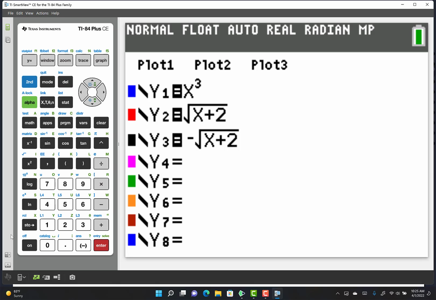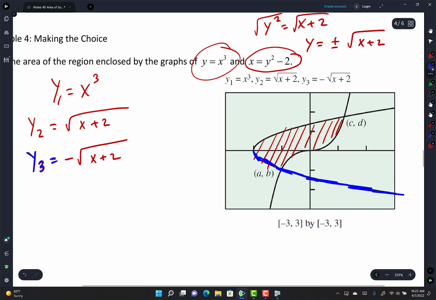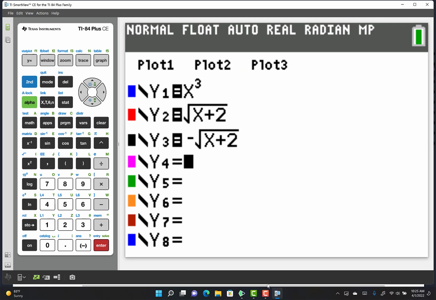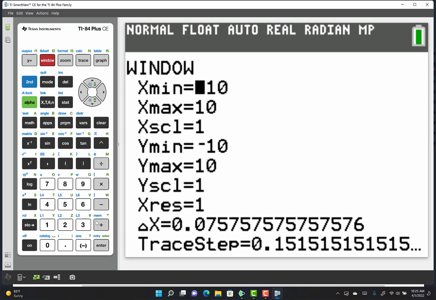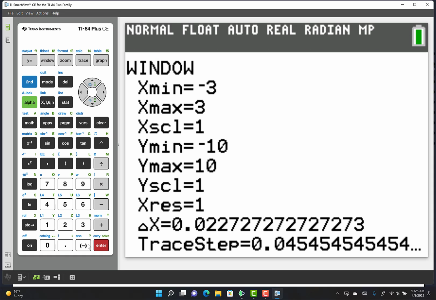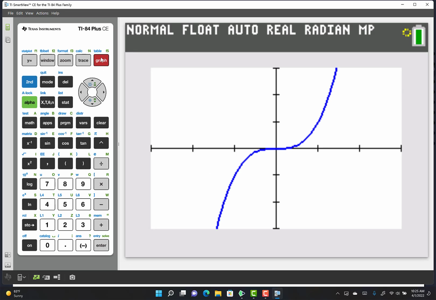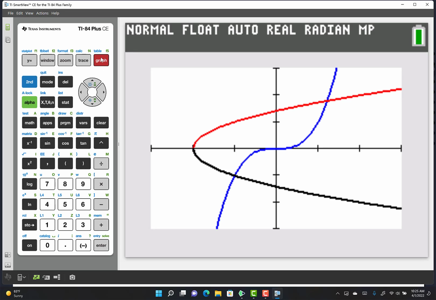Okay, I want it to look like that graph, so I'm going to steal these dimensions. You see the dimensions down here? That's an x value, negative 3 by 3, and that's a y value, negative 3 by 3. So I'm going to do that. Window, negative 3, 3, negative 3, 3. And there it is. It looks just like theirs.